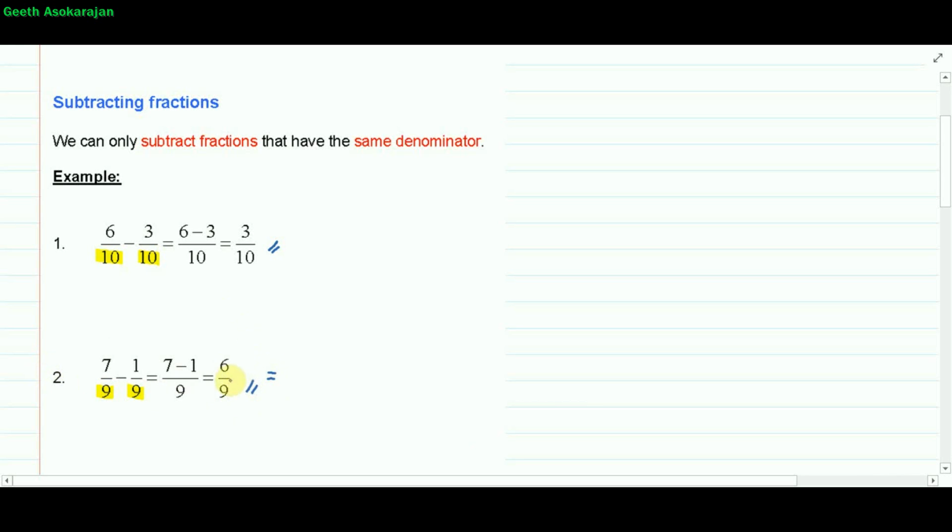Now, you can cancel this, so you can reduce this fraction further. So 3 goes into 6 2 times, and 3 goes into 9 3 times. So that could be reduced further to give us 2 over 3. So this is the answer to number 2.